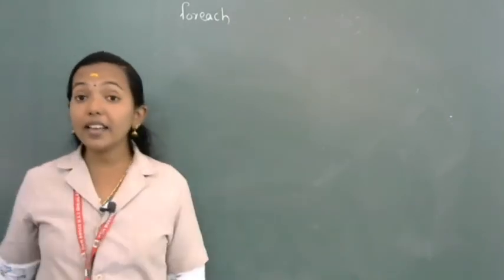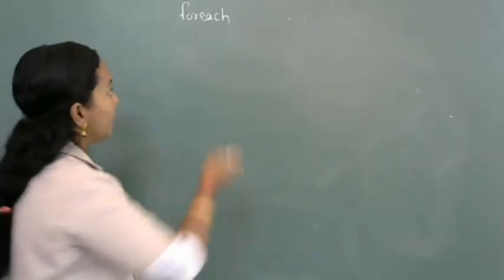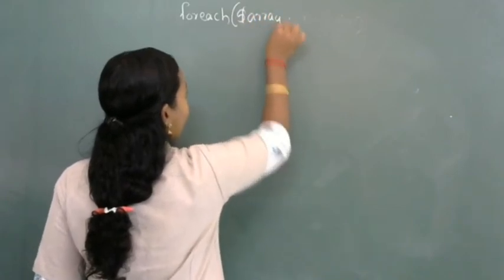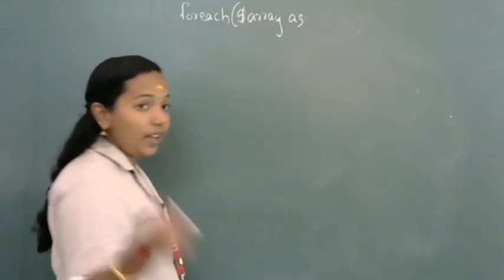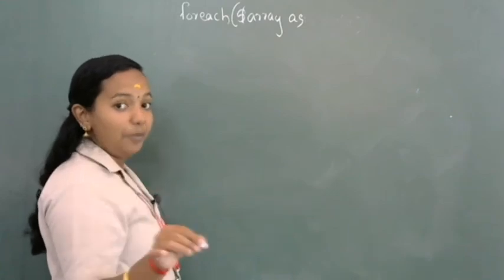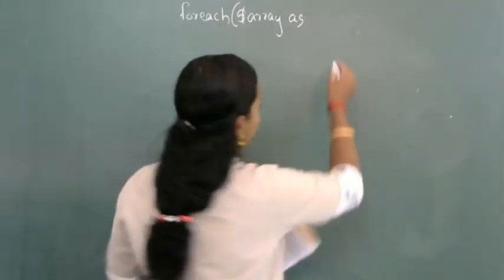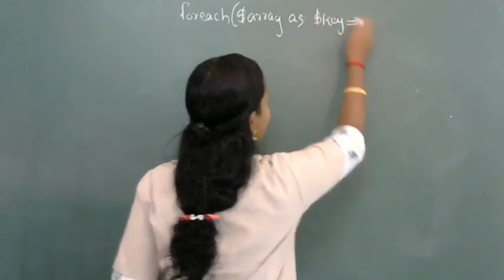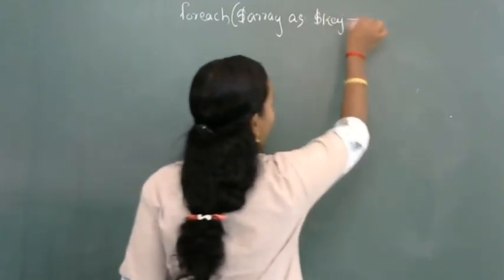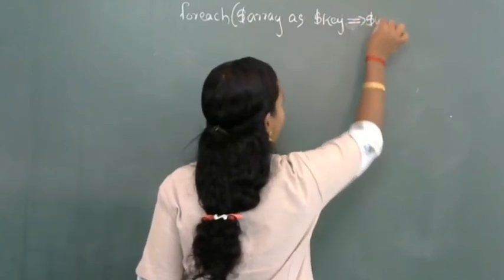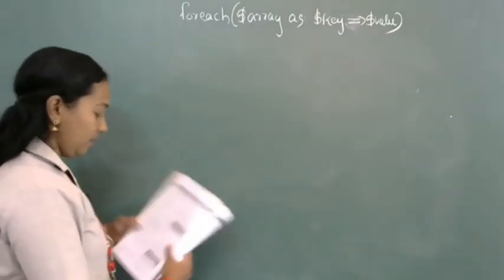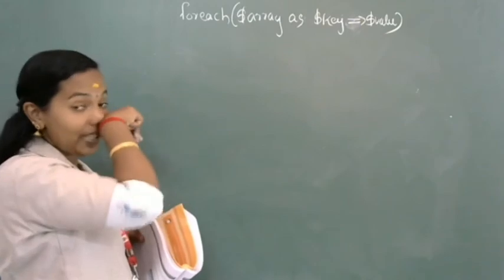If the array is an associative array, then foreach $array as. If it is an associative array, then definitely there will be named keys. So what will be the statement? $key => $value. You want to specify the key and also the value. So the same example I am going to write, same example.